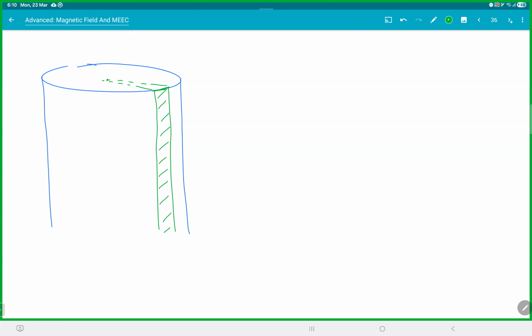So for this small piece here, the current will be how much? Capital I by 2 pi R into R d theta. This is the small current which is flowing in that wire, right? Let the length be L, and this would be your R d theta, right? And here the magnetic field will be B. This is due to the remaining cylinder.